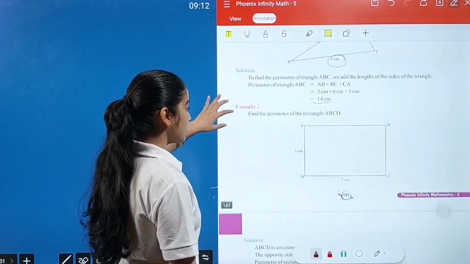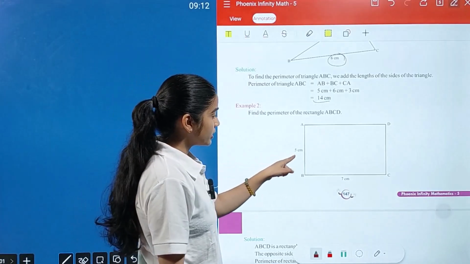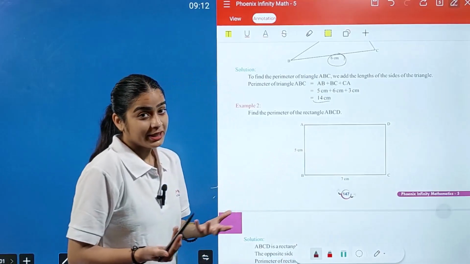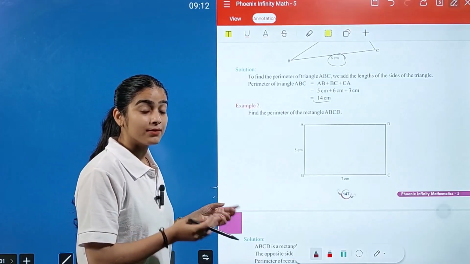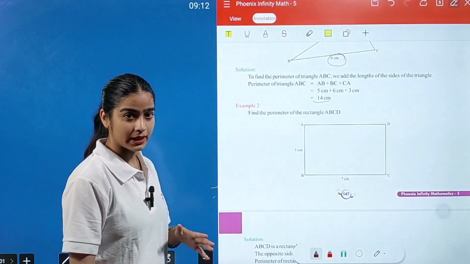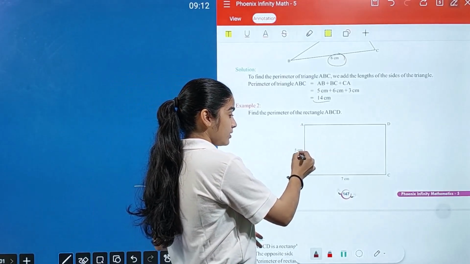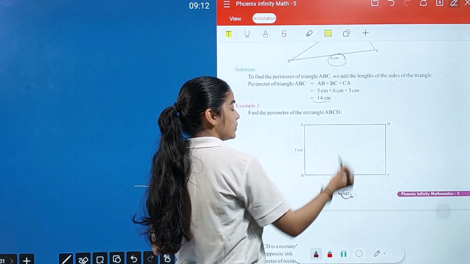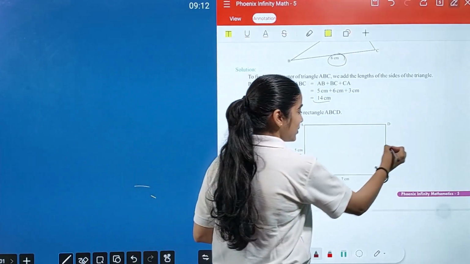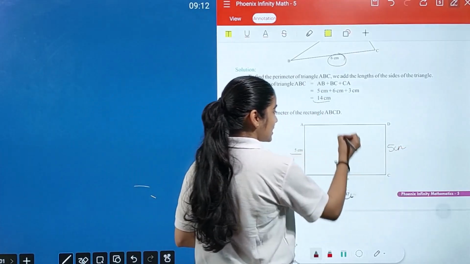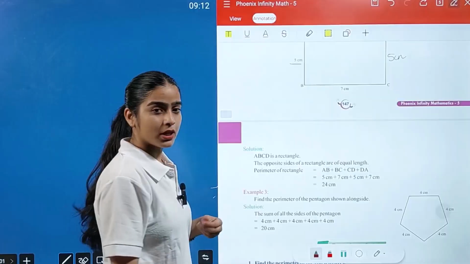In example number 2, we have to find the perimeter of a rectangle. Here, 5 centimeters is already given, but we are intelligent and we remember the previous concept, where we learned the properties of a rectangle: opposite sides are equal to each other. All of you, are you intelligent? Yes, because you remember that. So 5 centimeters is equal to 5 centimeters and 7 centimeters is equal to 7 centimeters. Now you can simply add these four sides to get your perimeter.